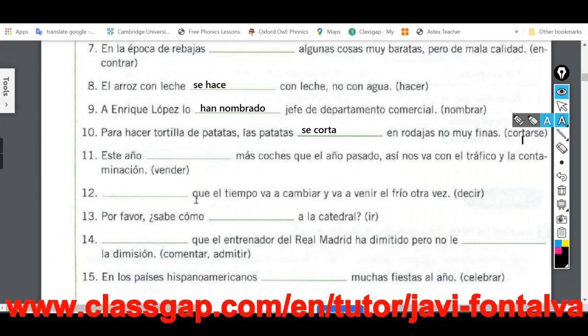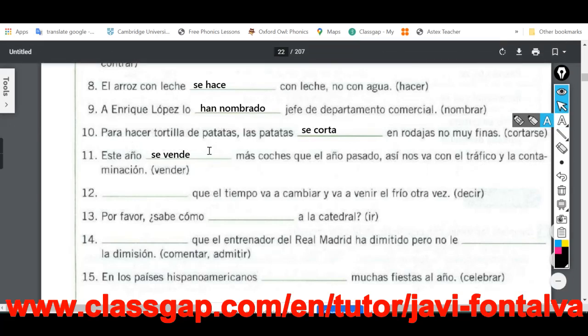Okay, este año más coches que el año pasado. So vender, so selling. Again, this is impersonal, right? So then it will be se vende, okay, se vende más. Okay, so this year they sold more cars than last year.